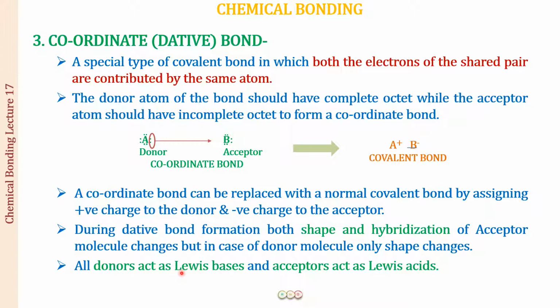Okay, so here we have a Lewis base because this donor atom A can donate its electrons to atom B, and atom B is accepting that lone pair of electrons, so therefore it is called a Lewis acid. Fine. More about it you will be discussing in the course on chemical equilibrium.